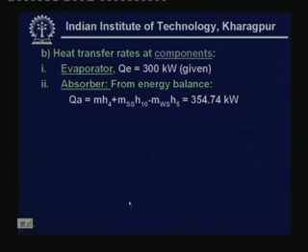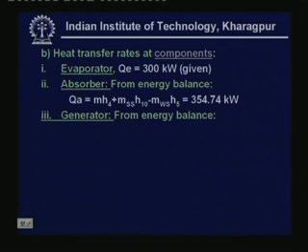So, from energy balance QA is equal to MH4 plus MSS into H10 minus MWS into H5, and all the mass flow rates have been computed and all the enthalpy values are known to us. So, if you simply substitute these values, you find that the required heat rejection rate at absorber is equal to 354.74 kilowatt.